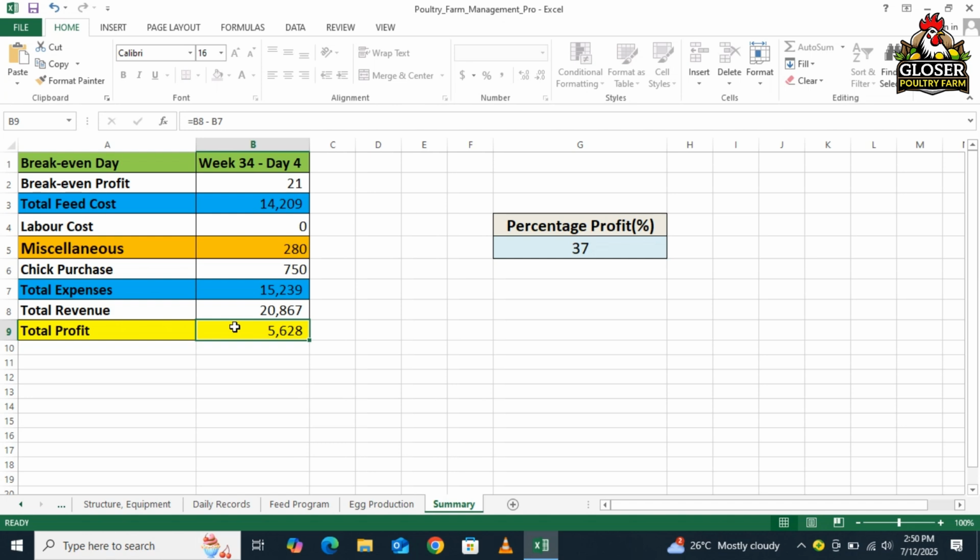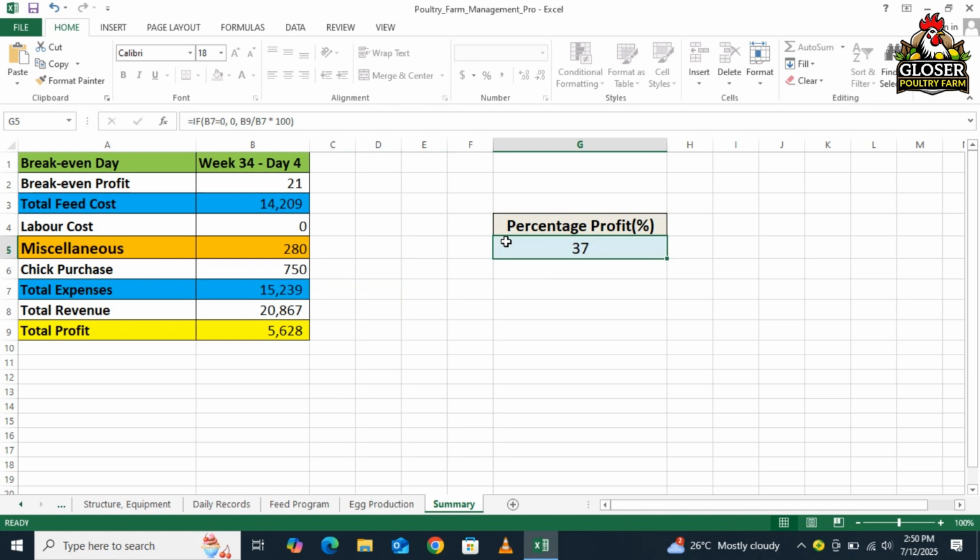In our example with 500 layers, the tool shows that by the end of the production cycle, you earn a net profit of $5,628. That's not including the money you can make by selling the old birds after they stop laying, which adds even more value. This result is based on ending the cycle at week 80. But you can extend the project to week 100 if your birds are still productive, and that will increase your profits even further. This setup delivers a profit margin of around 37%.